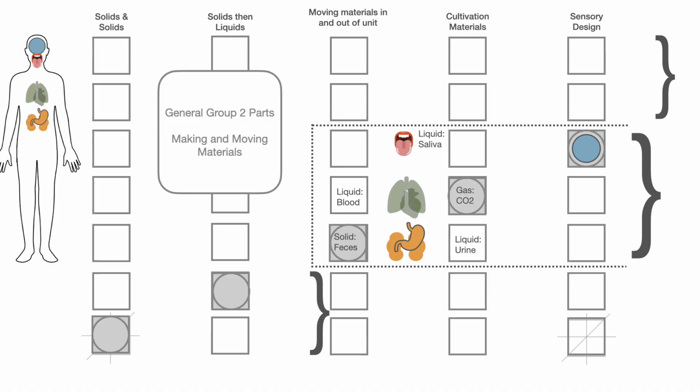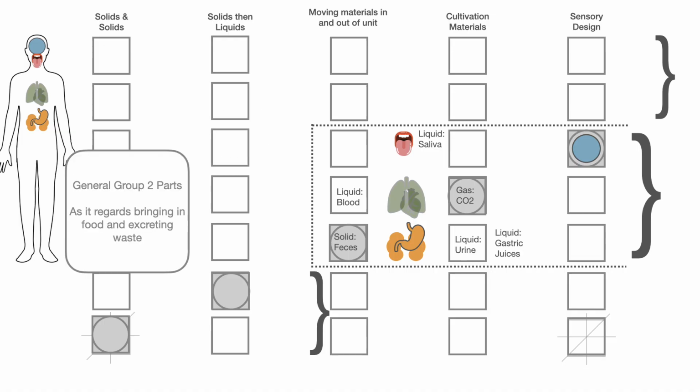And then to help complete this a little bit more, I added gastric juices because that's another liquid cultivated by System 5, the digestive system, to help with bringing in nutrients and materials into an overall unit and excreting nutrients, more like composted nutrients that a body doesn't want anymore, along with materials out of an overall given unit.